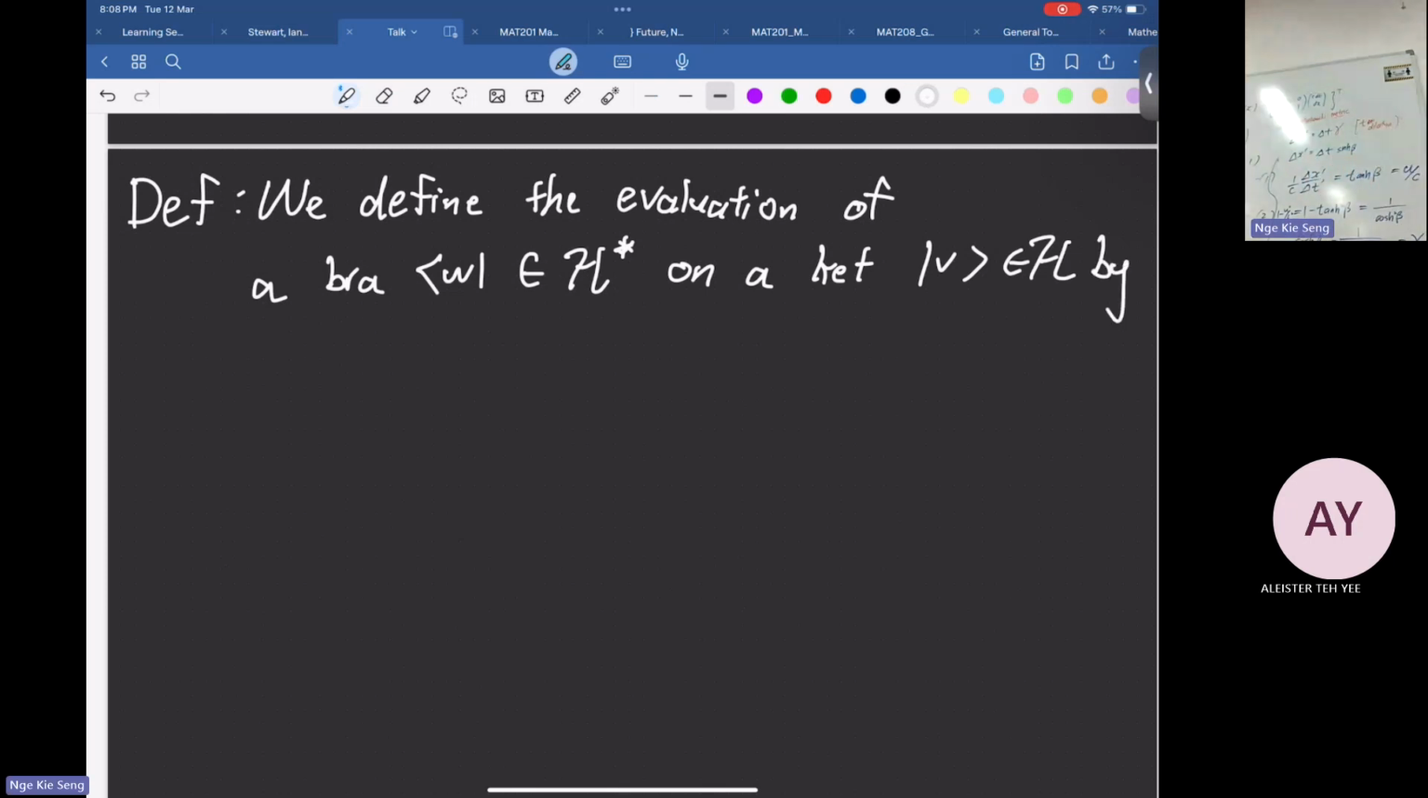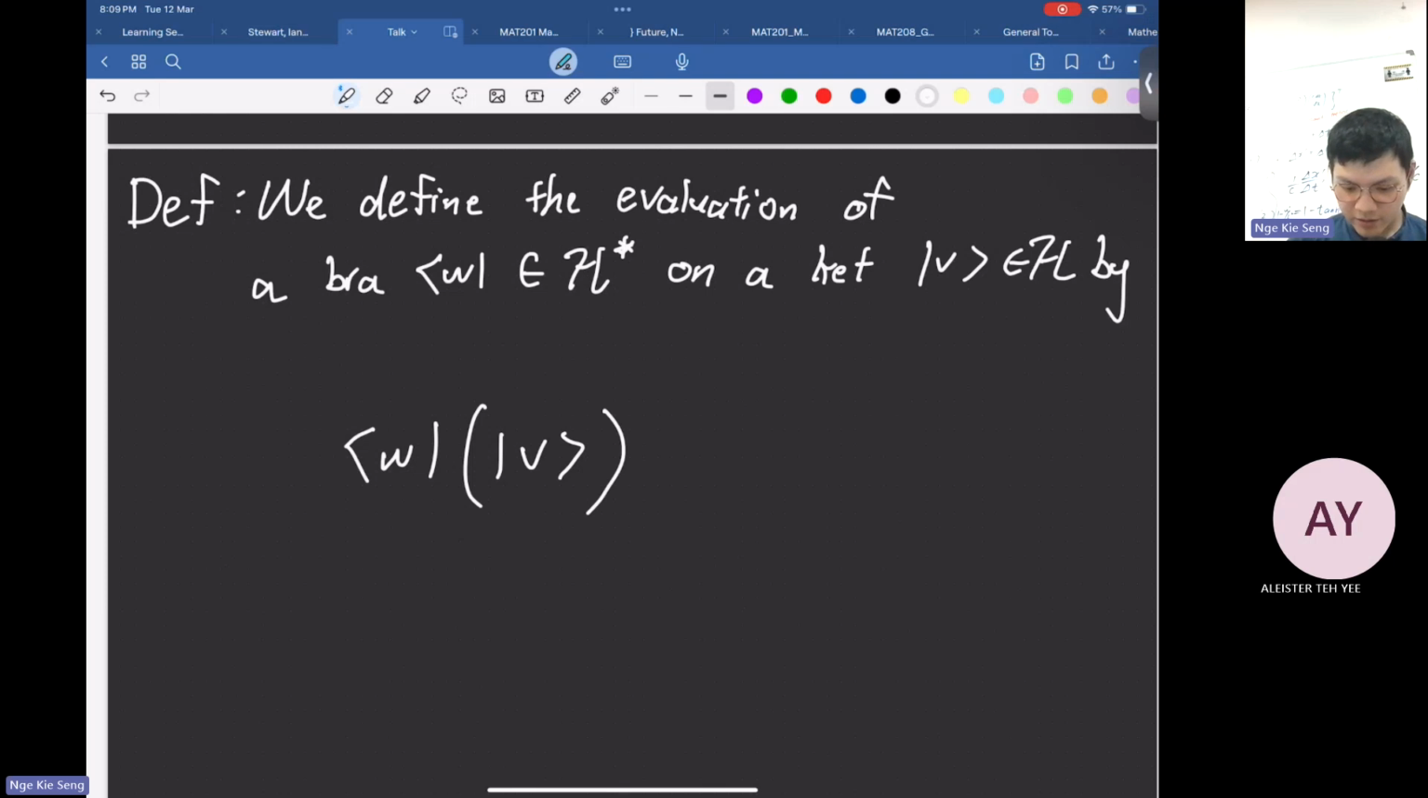Remember that a dual vector space consists of linear maps. Okay, what does a linear map do? I feed you a vector, you give me a number. Okay, I feed you a vector, you give me a number. So I have this linear map. I feed a linear map a vector, and then this should spit out a number, let's say in C.